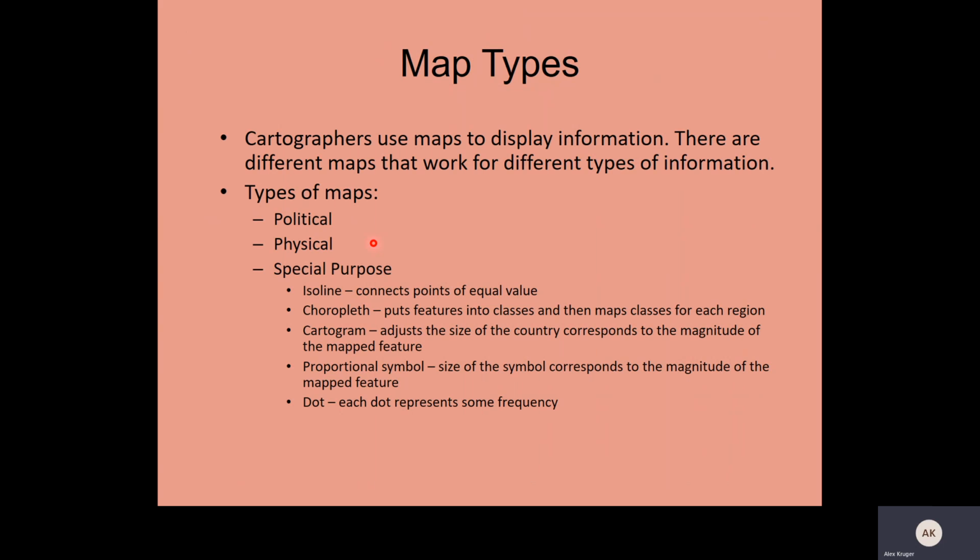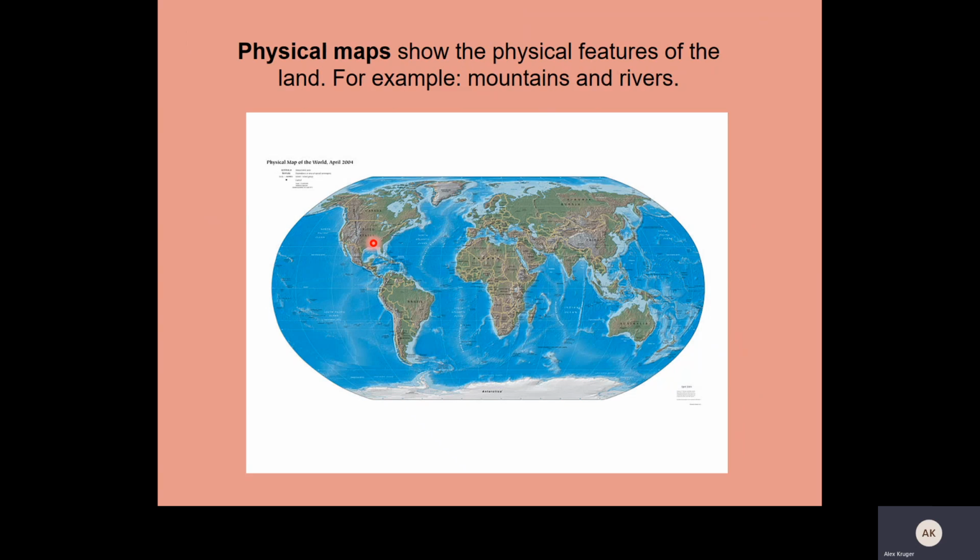Then we've got physical maps. These are the ones that show physical features like mountains, rivers, canyons, things like that.